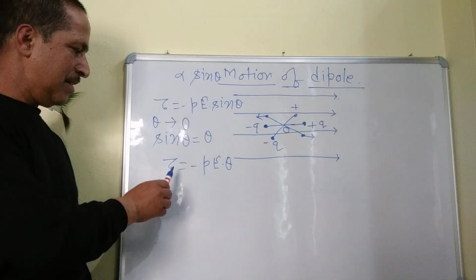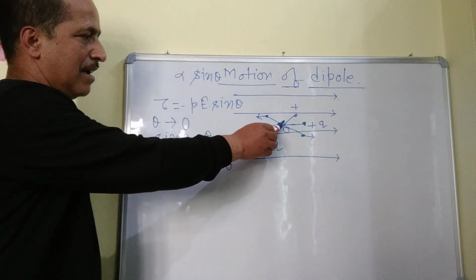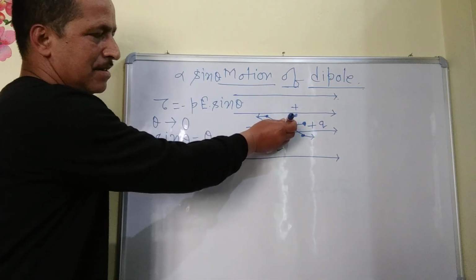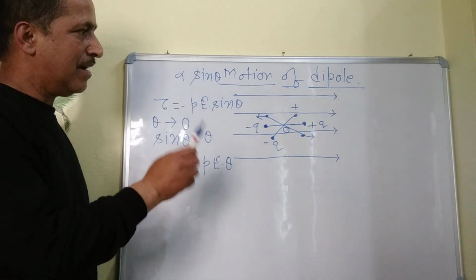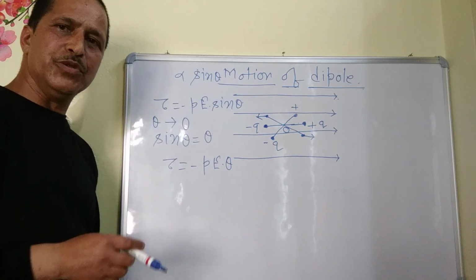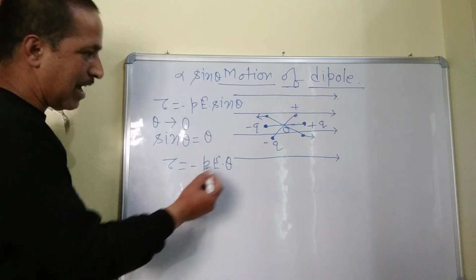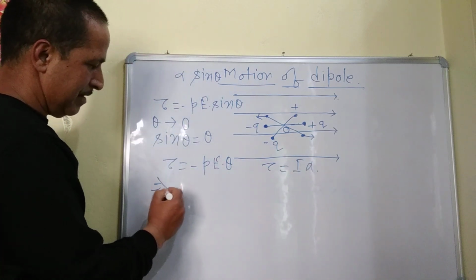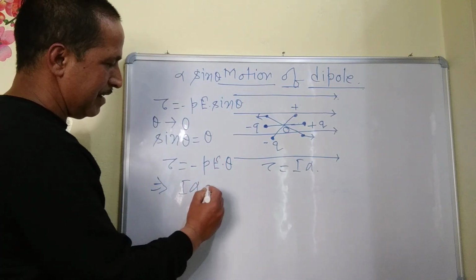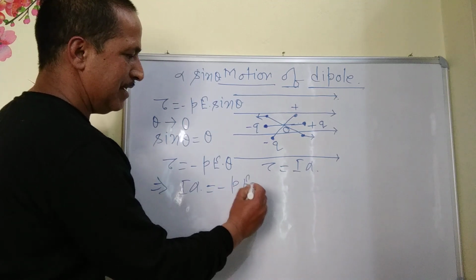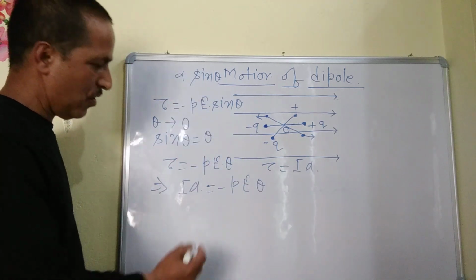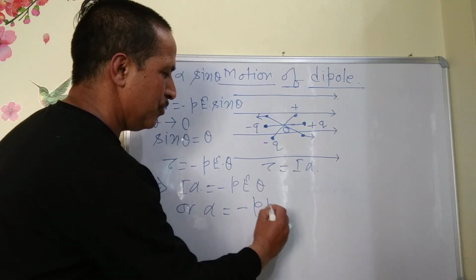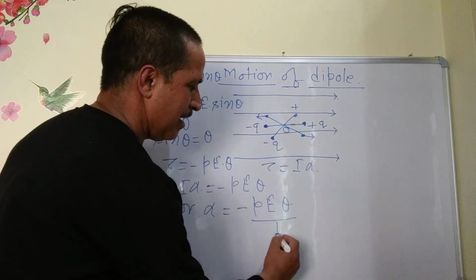If the dipole has the moment of inertia I about the axis of rotation that passes through the midpoint of the dipole, and alpha is the angular acceleration produced because of this torque, then tau is equal to I alpha. It means I alpha is equal to minus P into E into theta, or alpha is equal to minus P into E into theta upon I.